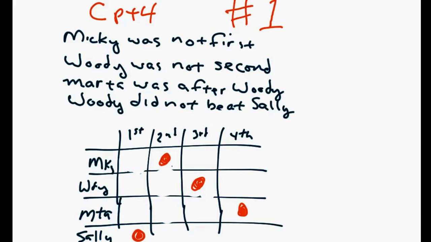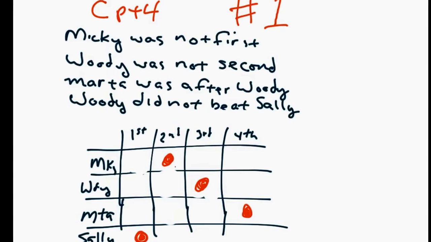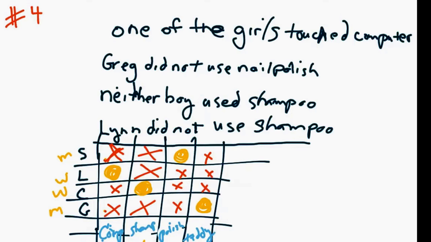Chapter 4, number 1, and I don't know if this is on the slide, but this was Mickey was not first, Woody was not second. Marta was after Woody. Woody did not beat Sally, and then I put them on there. So if Woody didn't beat Sally, that means Sally's ahead of Woody. And followed it right on out.